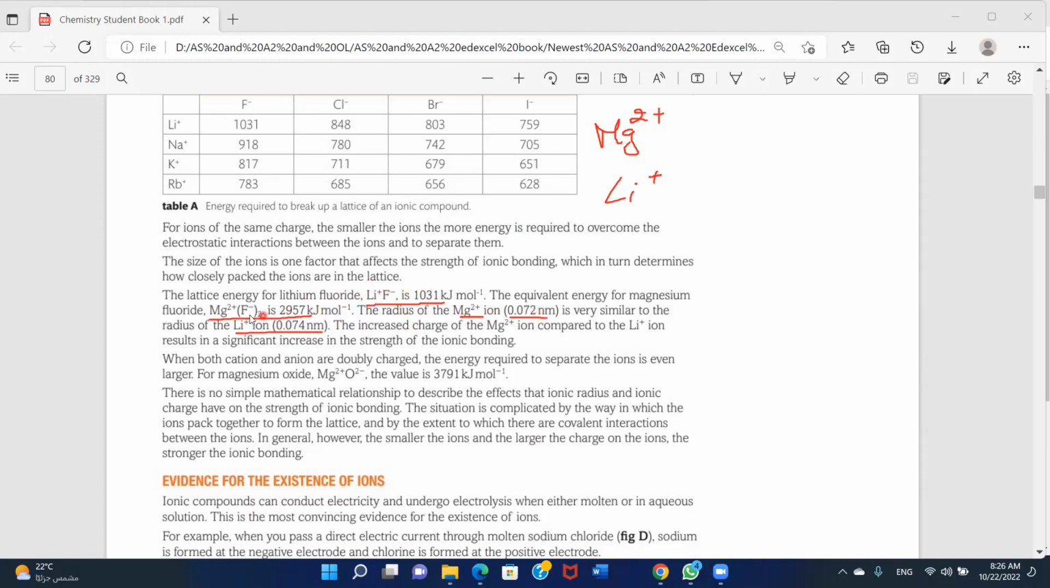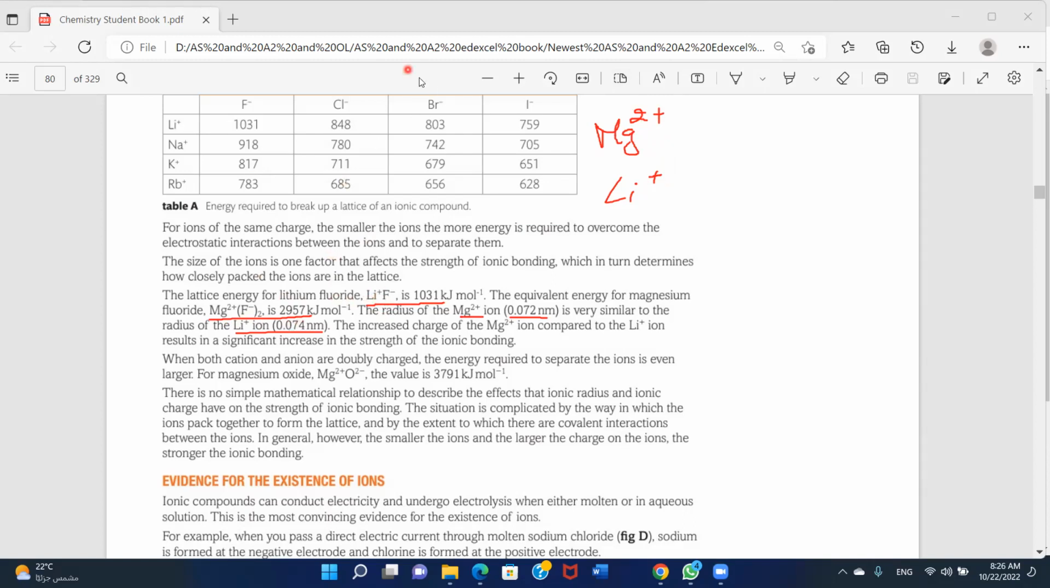So this means that the second factor to be considered is the charge on the ions. If we have more charge, magnesium has a +2 charge, which is greater than the +1 charge, we'll see that the ionic bond will be stronger.